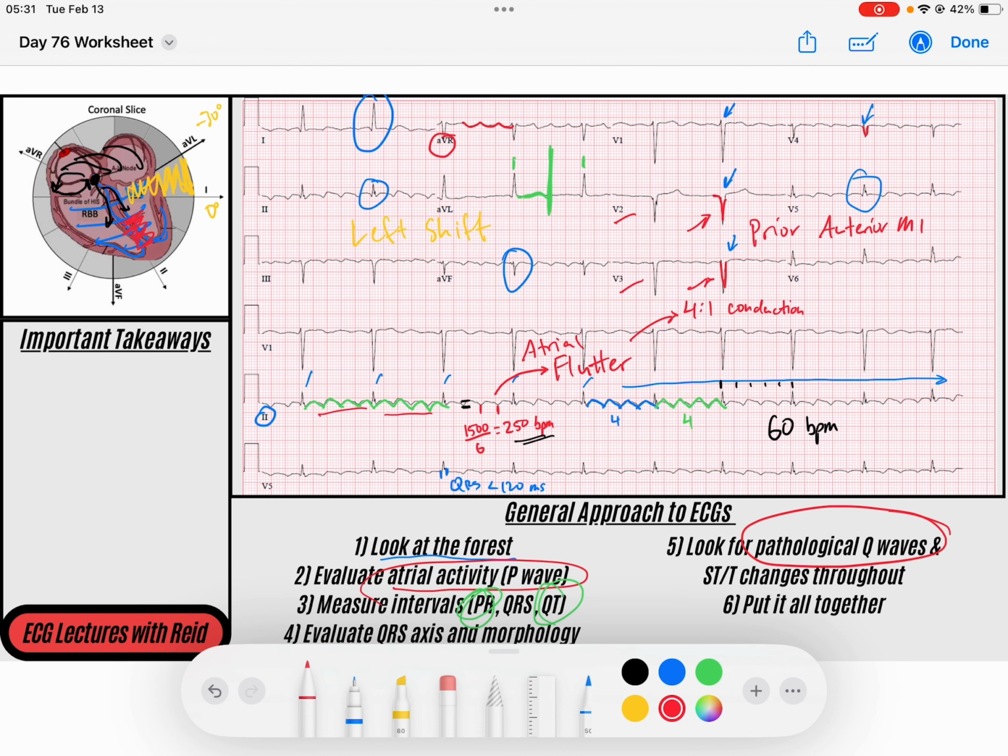And so the last thing I'm going to do is just put it all together. And what do we got? We've got an atrial flutter with 4-to-1 conduction at a rate of 60 beats per minute. Got a left axis shift and maybe prior anterior MI. We'll have to correlate that clinically.